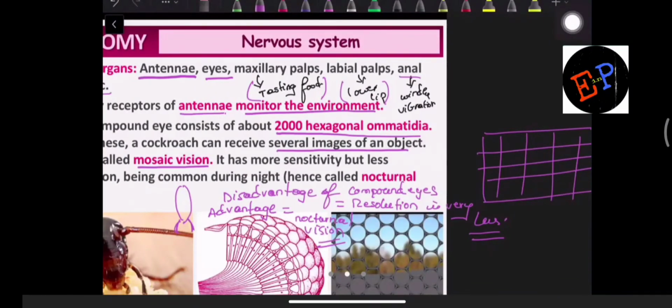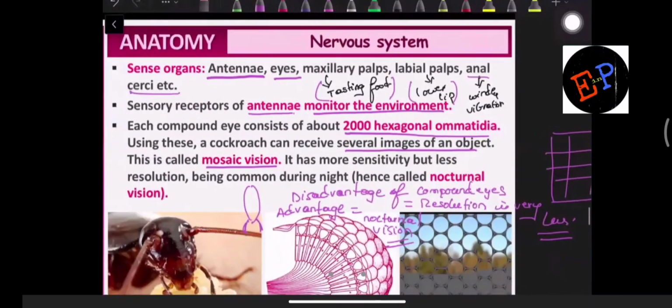We have simple eyes or compound eyes? We have simple eyes, no? So what is the advantage and disadvantage of simple eyes? The advantage is that the image produced in our eye is very clear. But we cannot see the same image at night. So that is one disadvantage. Brightness will be lesser, but resolution will be greater. Clear, no? This type of vision you can call mosaic vision, the formation of one image due to the combination of several images. It has more sensitivity but less resolution, being common during night. Hence it is called nocturnal vision.